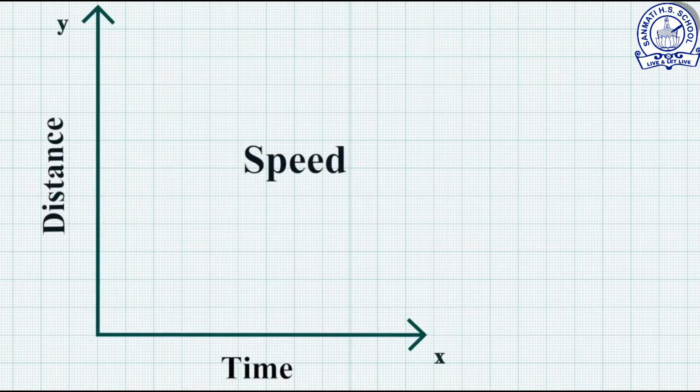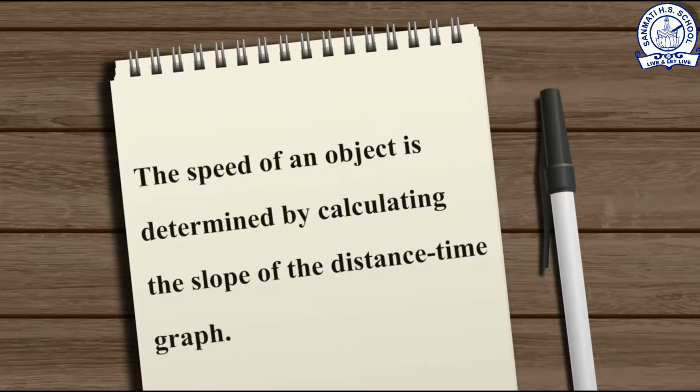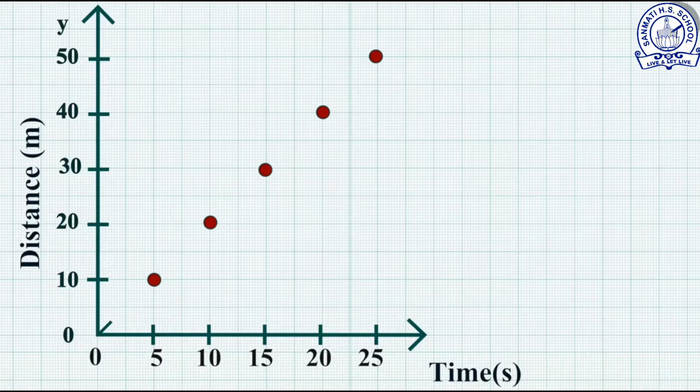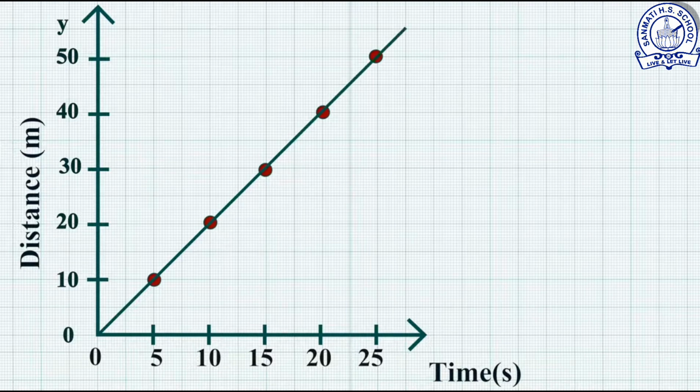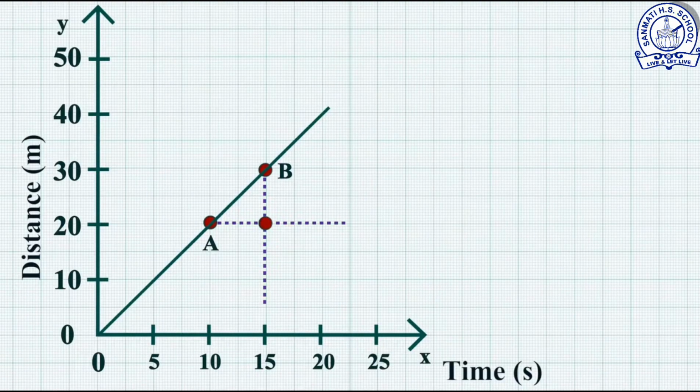We can also determine the speed of an object from the distance-time graph. The speed of an object is determined by calculating the slope of the distance-time graph. Let's calculate the speed of an object in the previous distance-time graph. Choose 2 points A and B on the graph. Draw a line parallel to the x-axis from point A and another line parallel to the y-axis from point B. These two lines meet each other at point C to form a triangle ABC. Now, on the graph, AC denotes the time interval while BC corresponds to the distance.